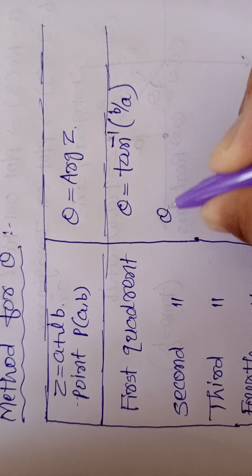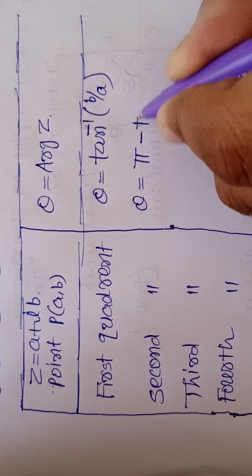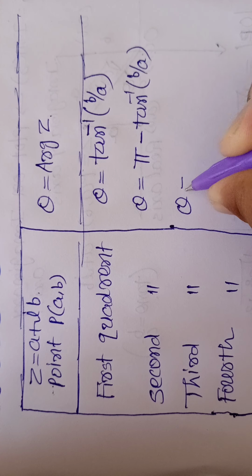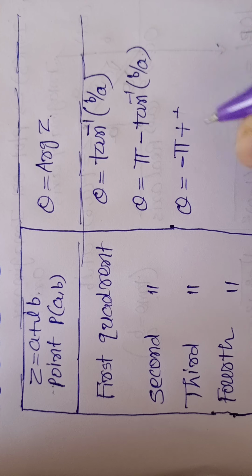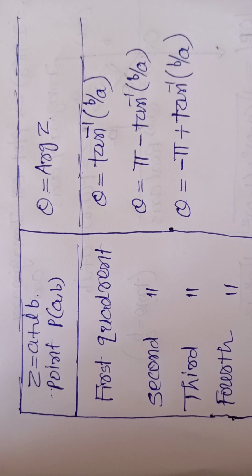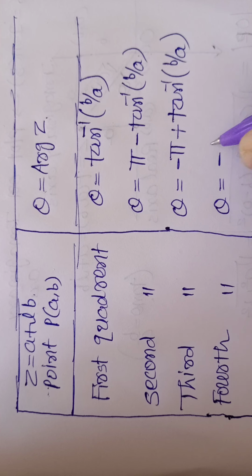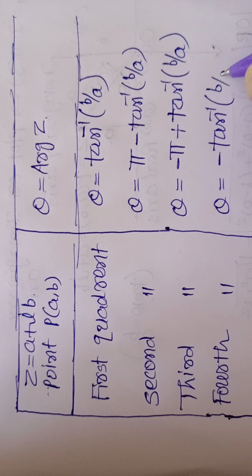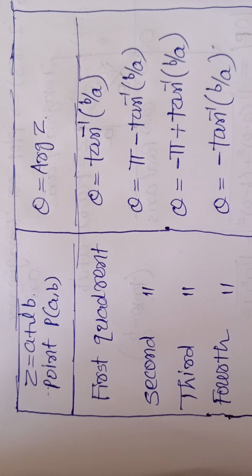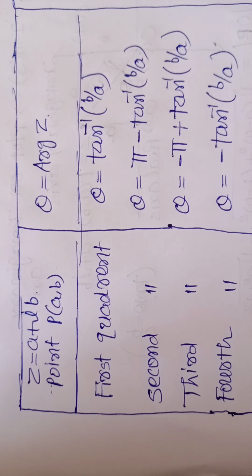Here, in the second quadrant, this theta is pi minus tan inverse b by a. Pi minus tan inverse b by a. In the third quadrant, it is minus pi plus tan inverse b by a. Here I have to write tan inverse b by a. And in the fourth quadrant, this theta is minus tan inverse b by a. Okay, this is the thing here. Remember that these 4 results are very useful when we find the argument of a complex number.